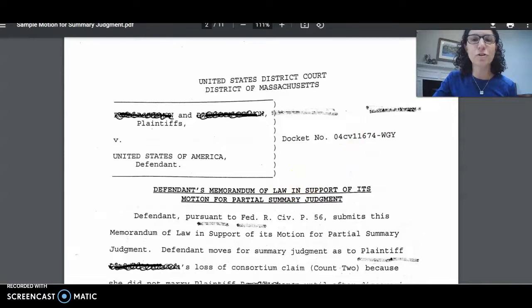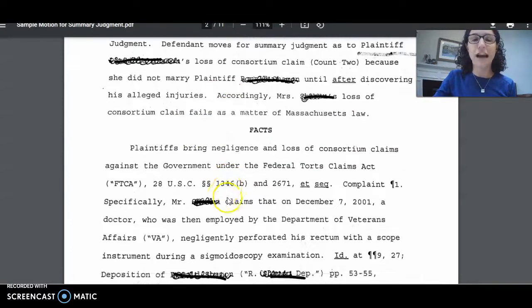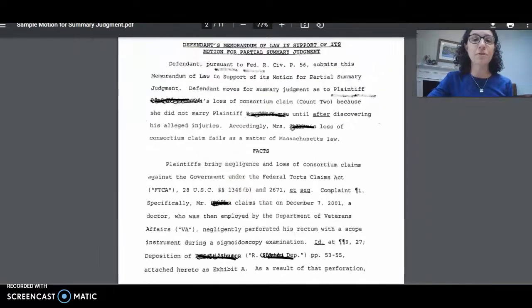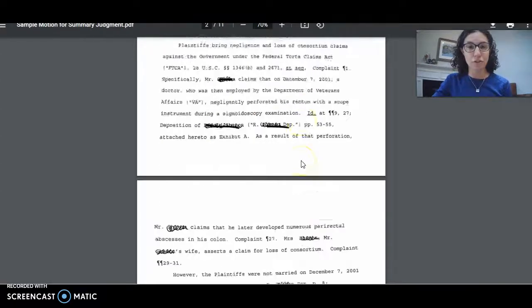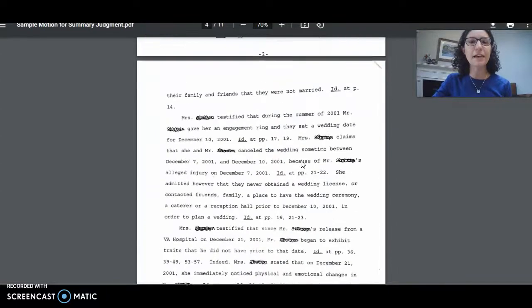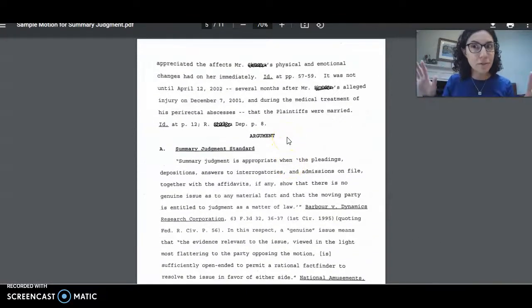And now I'm just going to scroll quickly through. Here's your introductory paragraph, just like I showed you on the template. Here is your facts section. I would prefer if you call yours statement of undisputed facts. I think that is a more accurate and better title. I'm just going to scroll through. There's the facts. Then after a couple of pages, we get to argument. So same structure for you. Argument, letter A. You can also do Roman numeral 1 if you prefer Roman numerals.